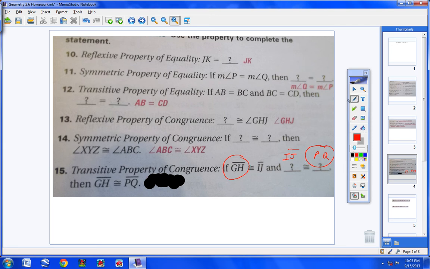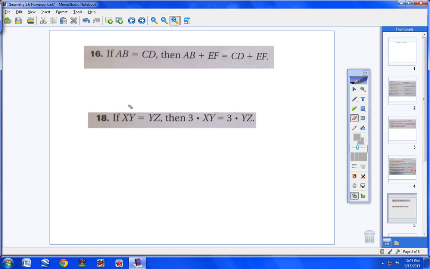So what you'd want to put in these two blanks here would be IJ and PQ. All right? Hope that helps. Let's move on. Numbers 16 and 18.